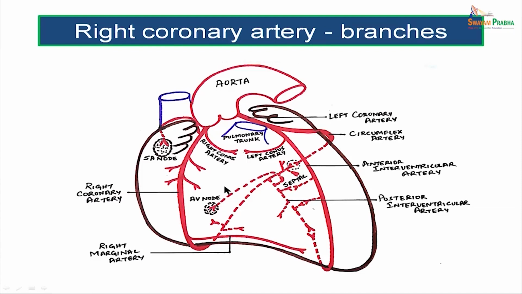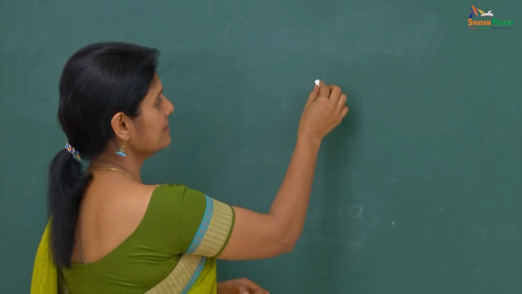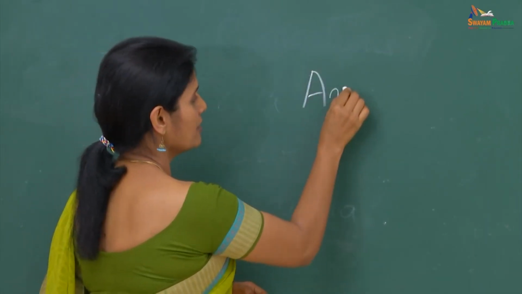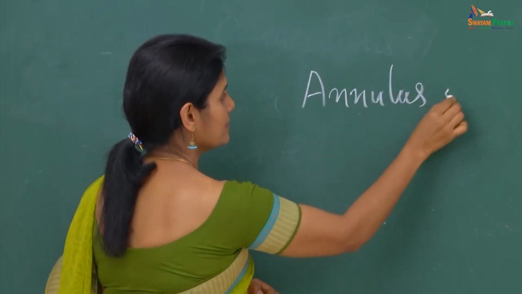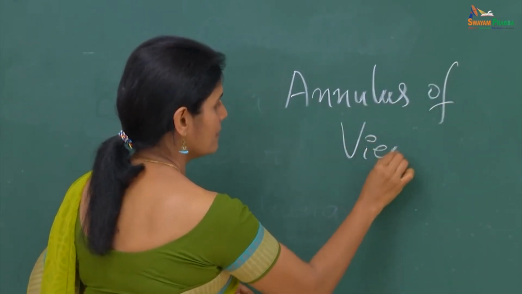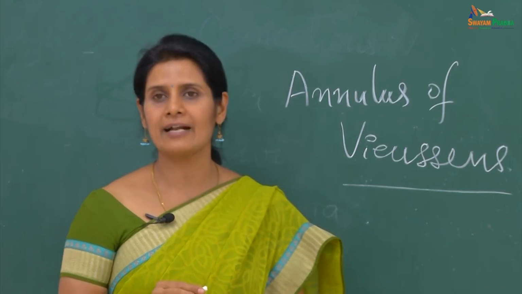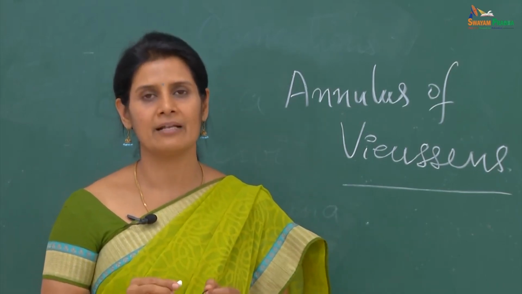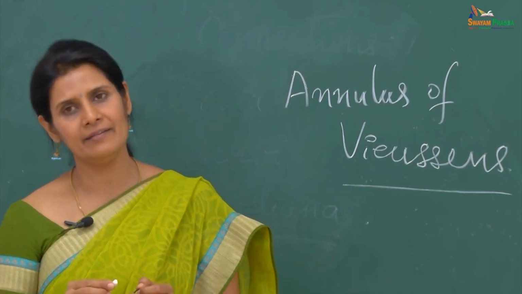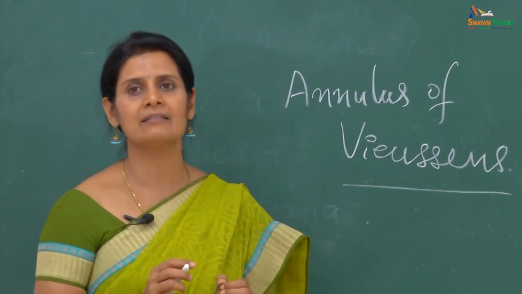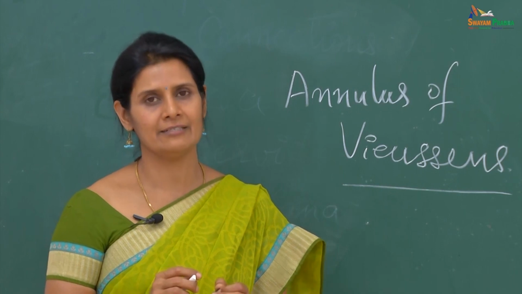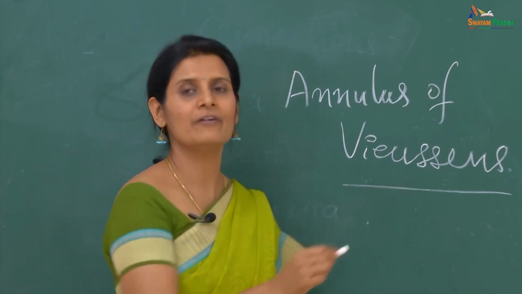Annulus of Vieussens is the term used for the anastomotic circle which comes between the right conus and the left conus artery. Anastomosis between the right coronary and the left coronary branches, that is the right conus and the left conus arteries encircling the infundibulum of the right ventricle, will be named the annulus of Vieussens.